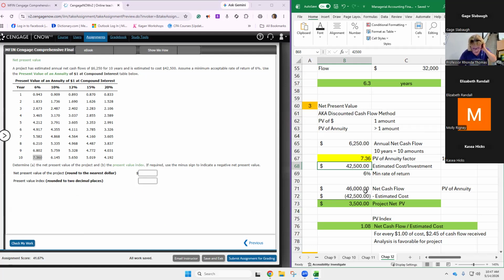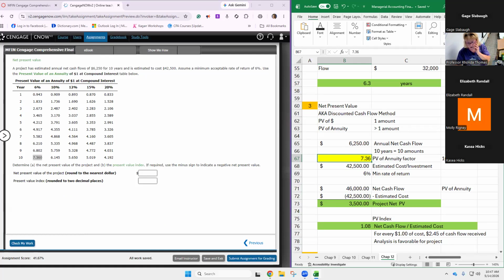So the first thing we calculate is the net cash flow. This is the present value of the net cash flow. So this is the 6,250 basically times that present value factor.